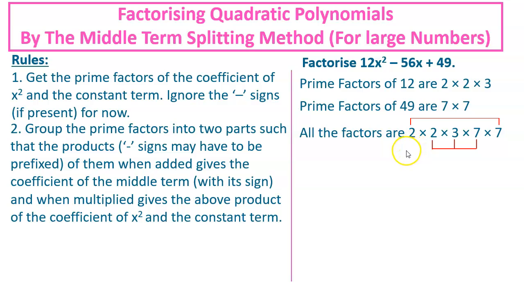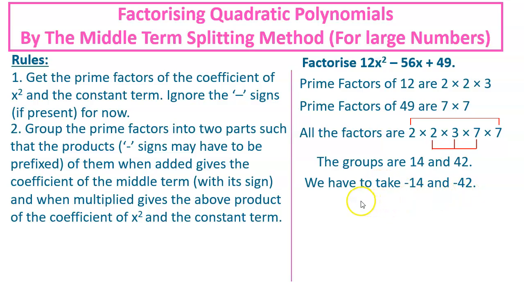So first of all, I have written the positive numbers. The groups are 14 and 42. And the numbers that we will be taking will be negative 14 and negative 42.